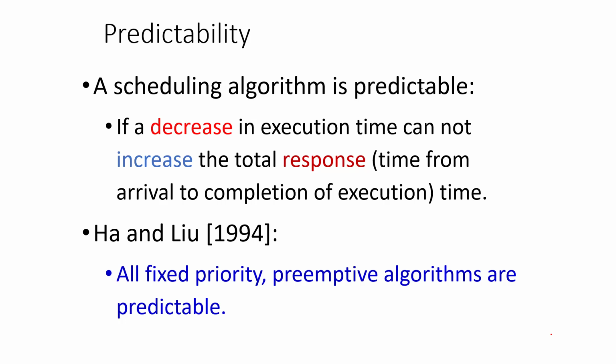There is a famous result by Ha and Liu in 1994 that all fixed priority algorithms which are preemptive, so mind you, this is an important difference that I make, instead of non-preemptive, I say that these algorithms are preemptive, are predictable. So our anomaly arising in the previous slide is because of the non-preemptivity.